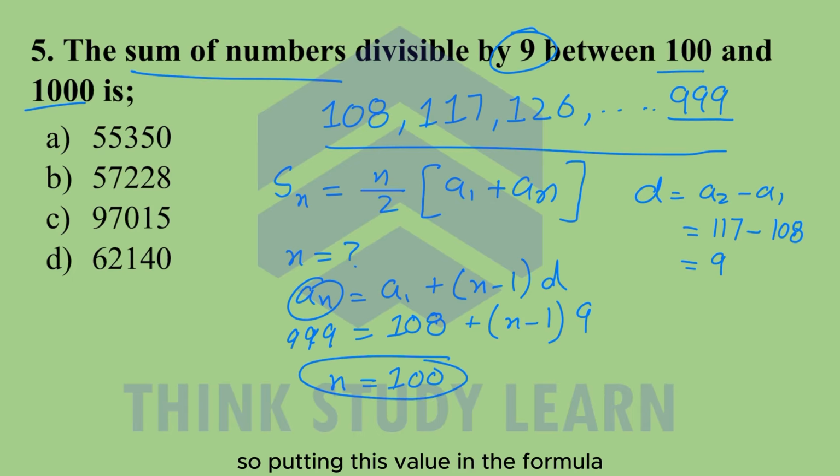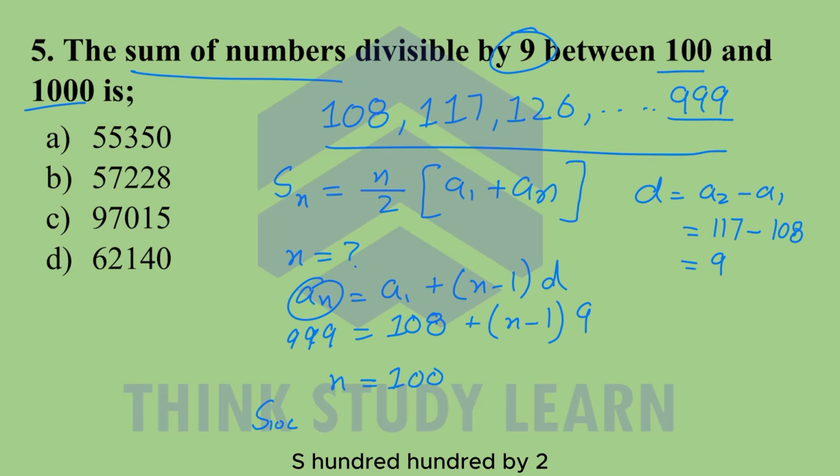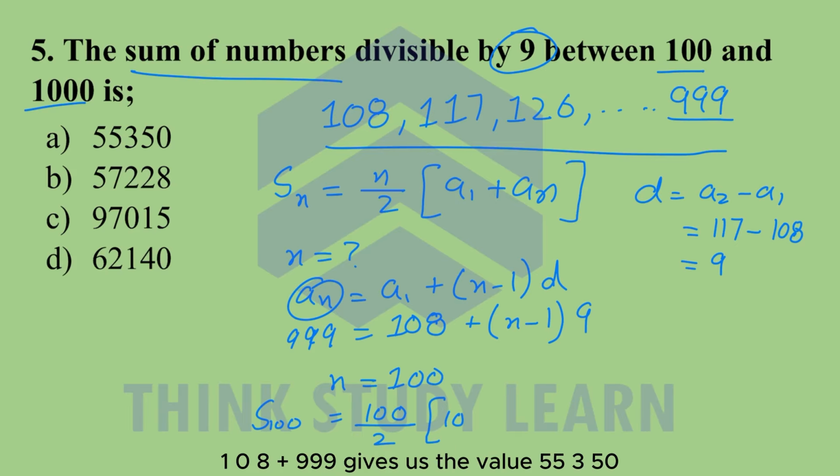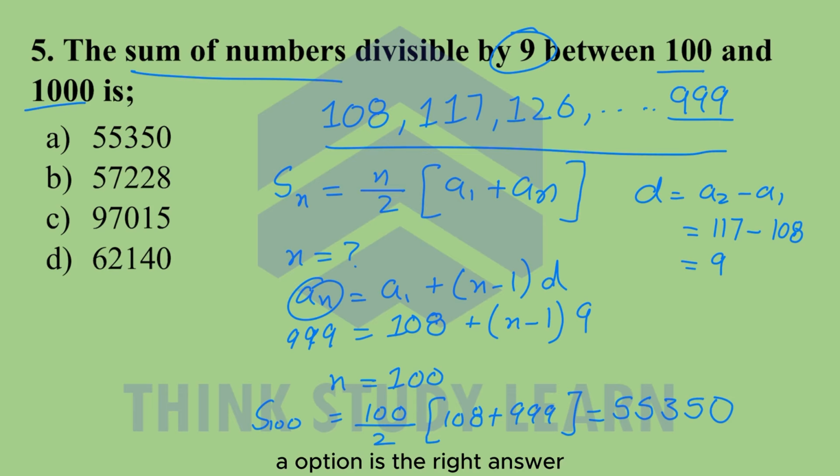So putting this value in the formula, S100 is 100 by 2, (108 plus 999), which gives us the value 55,350. A option is the right answer.